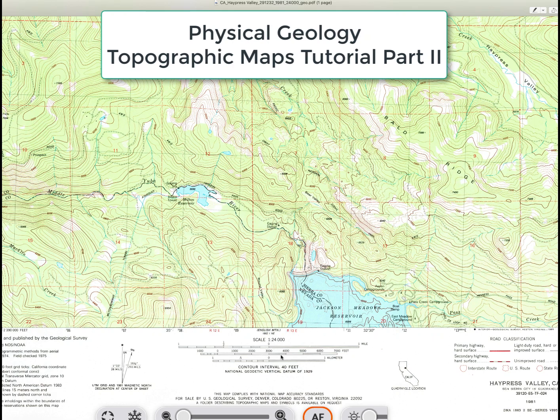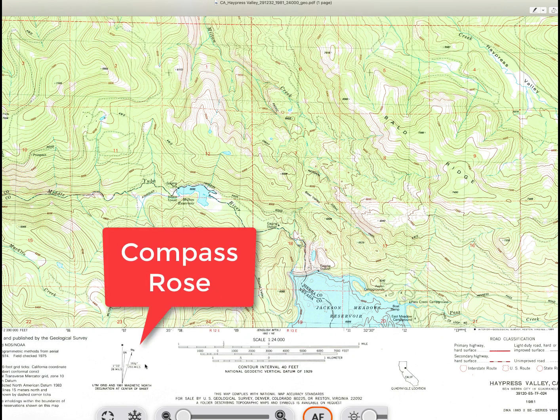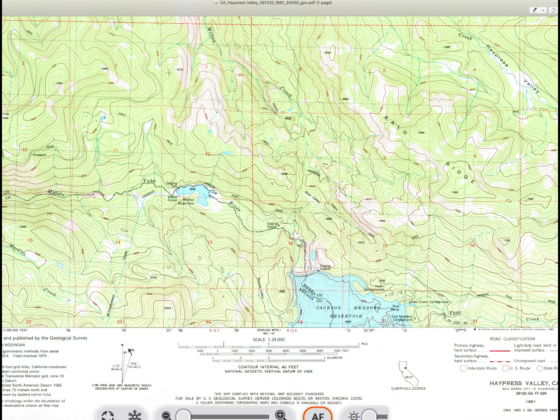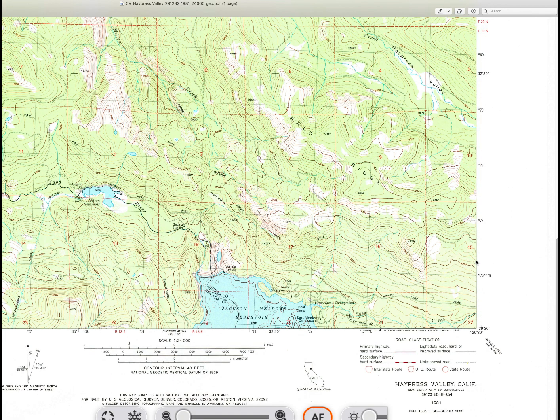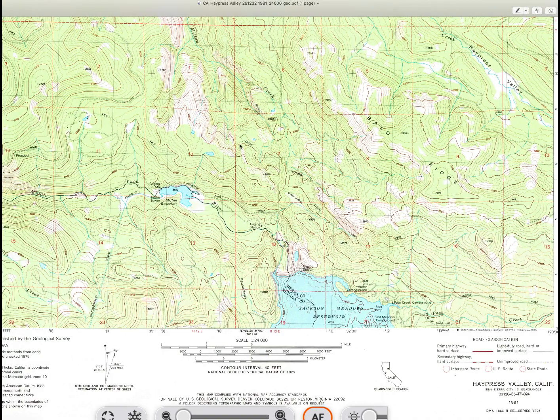Another important element of the map is the compass rose, and the compass rose gives you really two important pieces of information. One, it gives you true north, and true north is a star. The GN is grid north, which is a north-south line along the edges of the map. This line is the grid north, which is usually pretty close to true north.